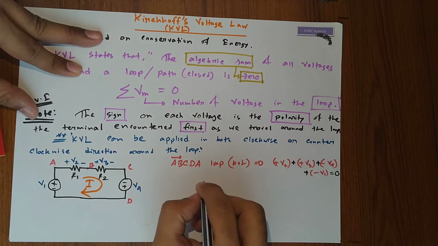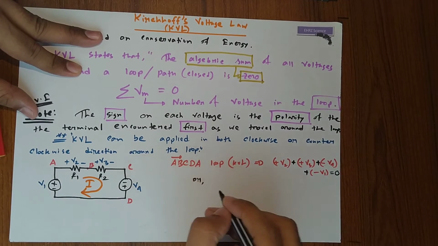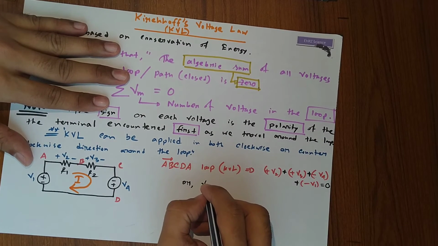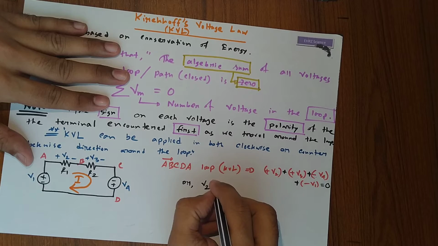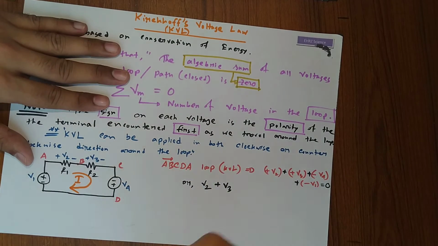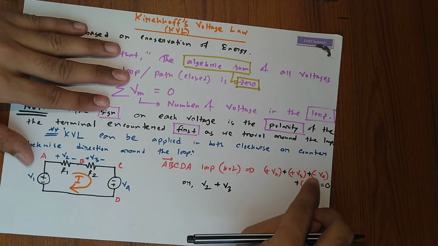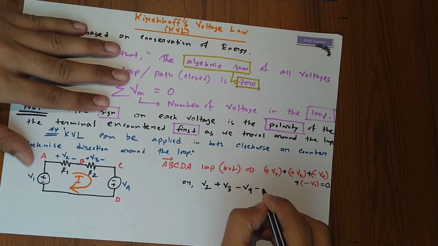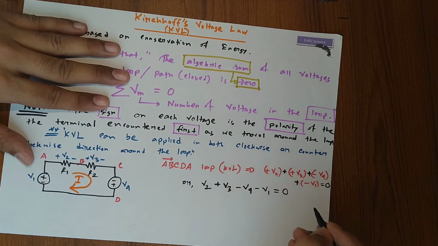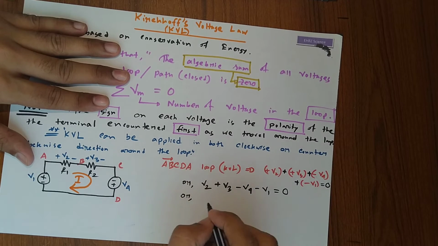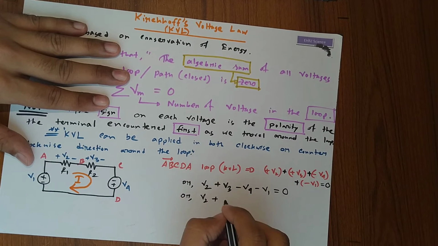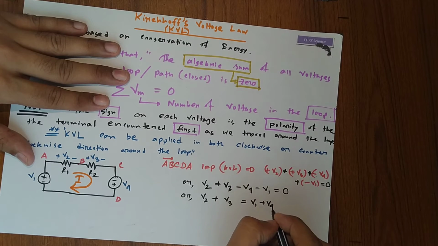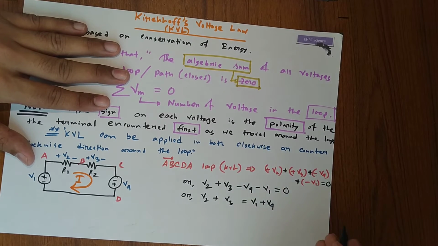Okay, so V2 plus V3, positive times negative is negative, minus V4 minus V1 is equal to 0, or V2 plus V3 is equal to V1 plus V4.